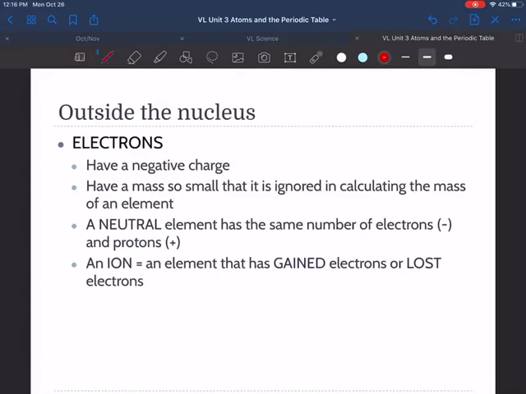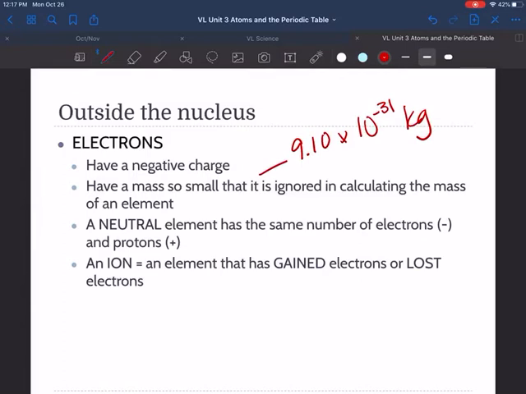What is the mass of an electron? Well, get ready. The mass of an electron, which we're going to consider 0, is 9.10 times 10 to the minus 31 kilograms. That means that you have 31 zeros behind a decimal point before you ever get to the number 9.